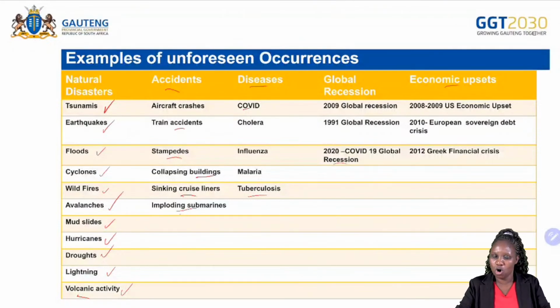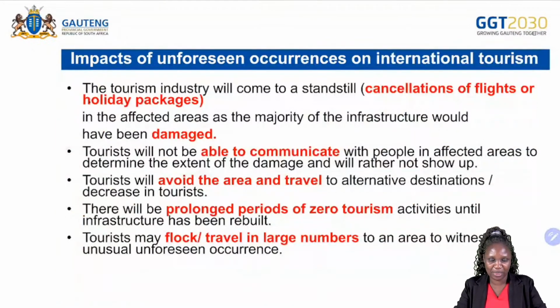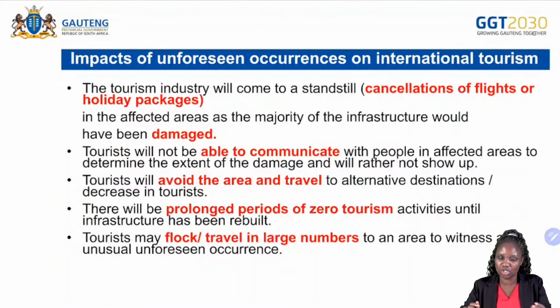All right, grade 12. Hope you have talked about the examples of unforeseen occurrences and we've understood them. These are the unforeseen occurrences. We've looked at natural disasters, accidents, diseases, globalization, economic upsets. And then let's look at the impact of unforeseen occurrences on international tourism.